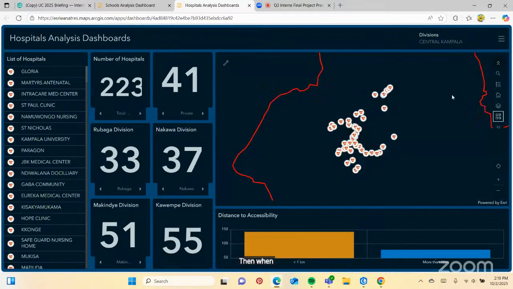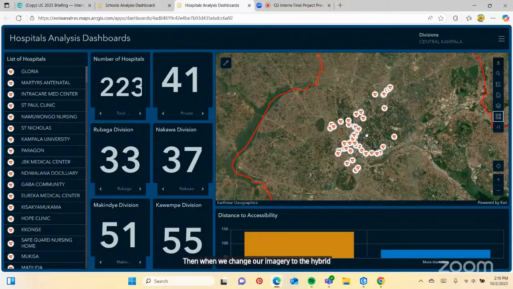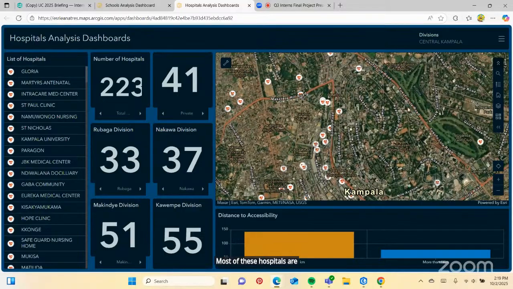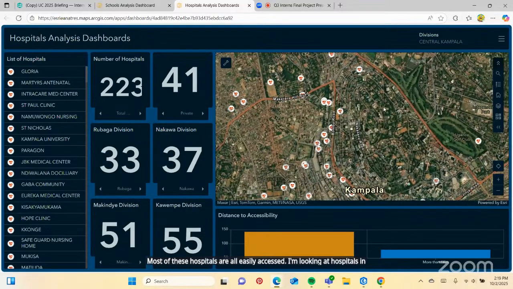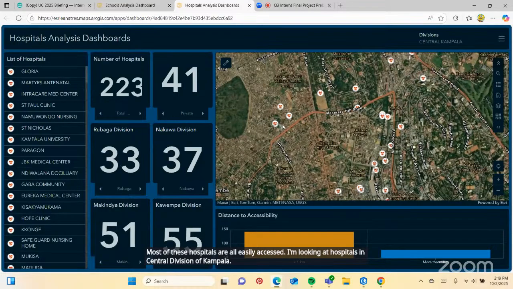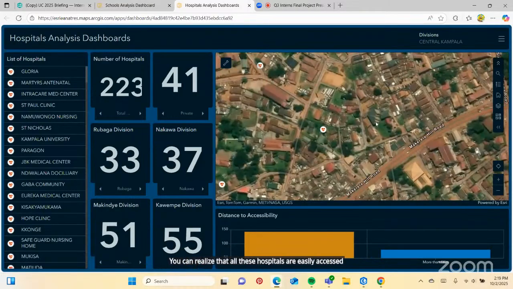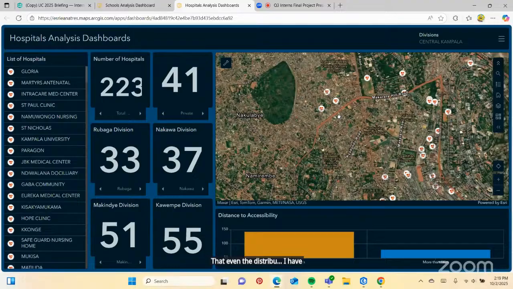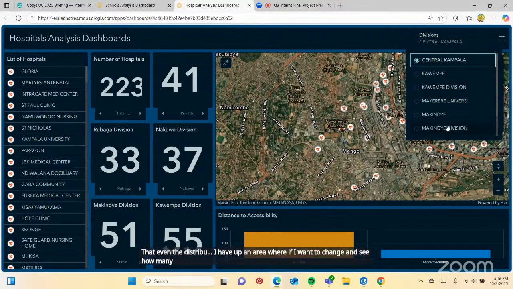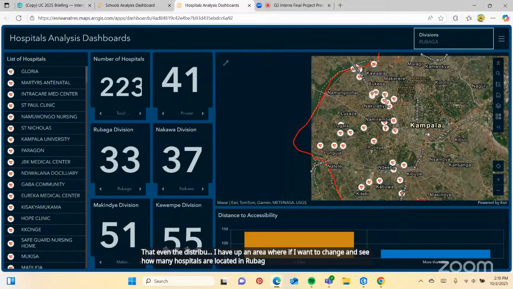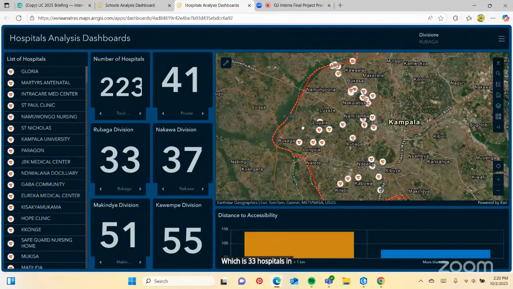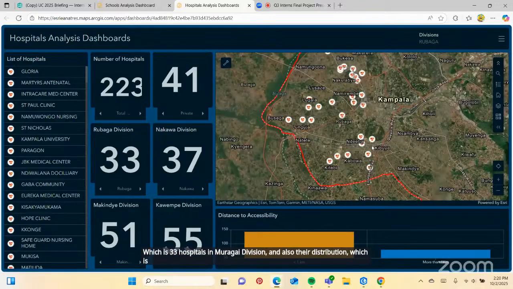Then when we change our imagery to the hybrid, we can see most of these hospitals are easily accessed. I'm looking at hospitals in Central Division of Kampala. You can see that all these hospitals are easily accessed by roads, and they're evenly distributed. I have a panel where if I want to change and see how many hospitals are located in Rubaga Division, it zooms me right there and I can see the number of hospitals, which is 33 in Rubaga Division, and also their distribution, which is evenly distributed.